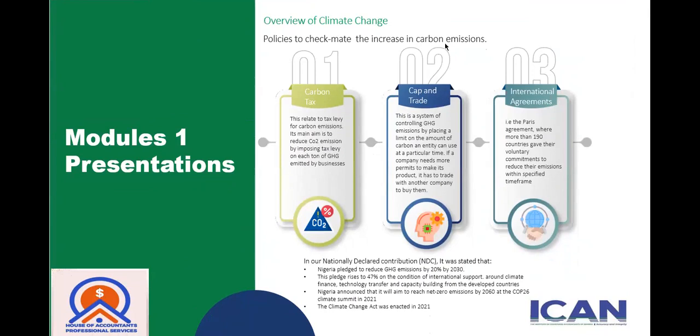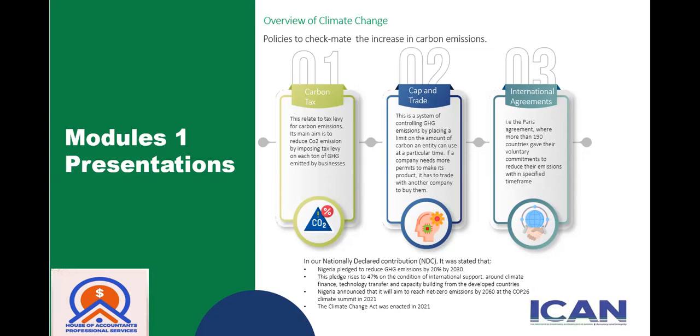So from this next slide, the policy to checkmate the increase in carbon emissions. Everybody came together to say we need to control the emission that we are releasing into the atmosphere. And what are we going to do? This relates to a tax levy for carbon emission. So they said, okay, fine, there's going to be a tax for those who are releasing this carbon into the atmosphere.